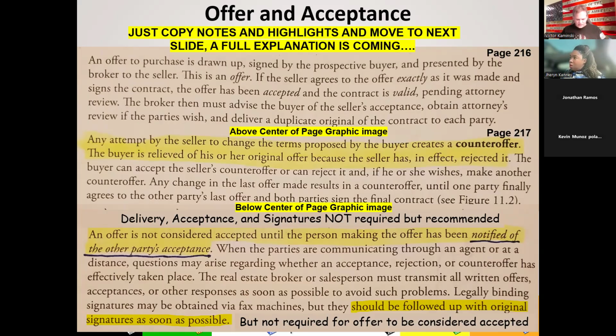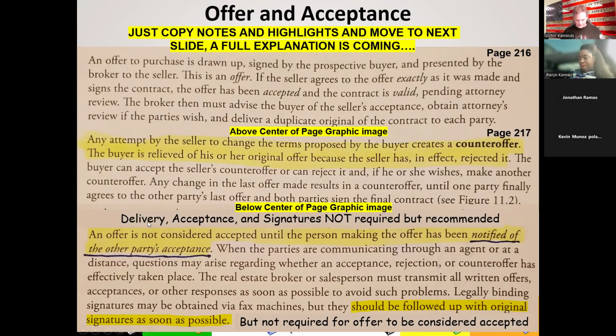And then there's a graphic image there in the center of the page. And just beneath that, the paragraph there, we're highlighting: an offer is not considered accepted until the person making the offer has been notified of the other party's acceptance. And underline notified of the other party's acceptance.